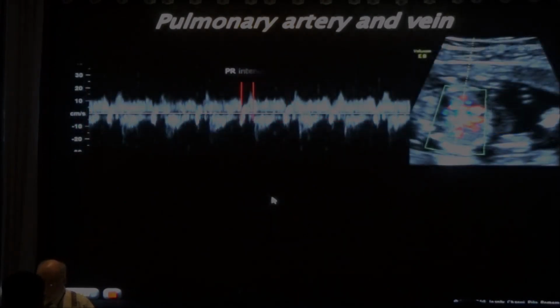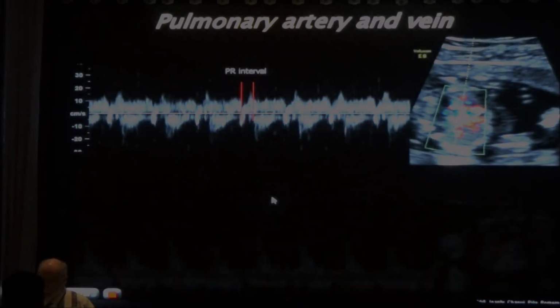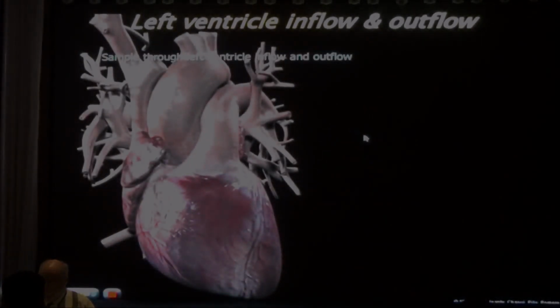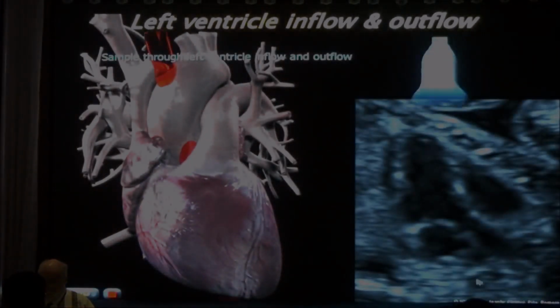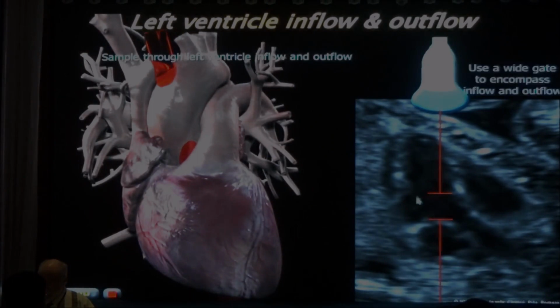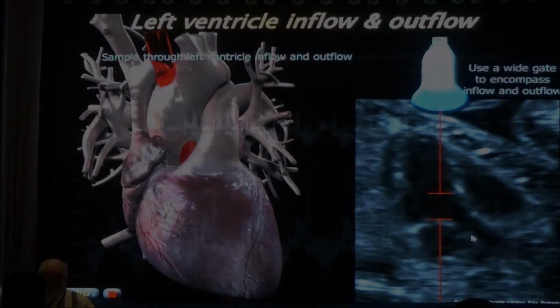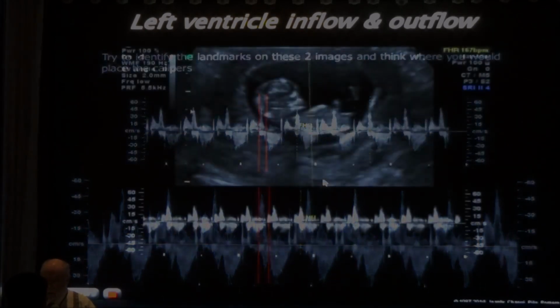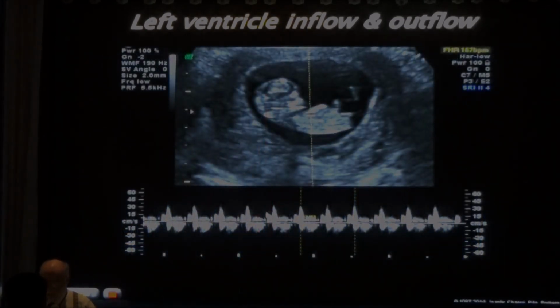And then let me show you another one here, which is the left inflow and outflow. And this is the one you're most likely to start with. You take the ballerina foot with your sample below the mitral valve, and then you get this. This is a tracing that has all the information, all the clicks that you want to look at. And the advantage is that you can measure this very early in the gestation. You can measure that already in the 9th week.